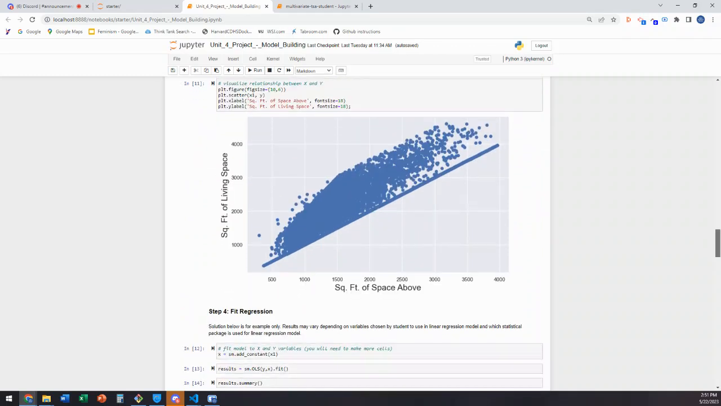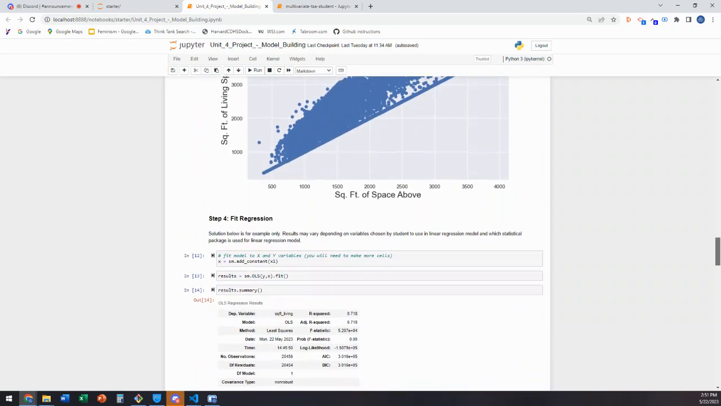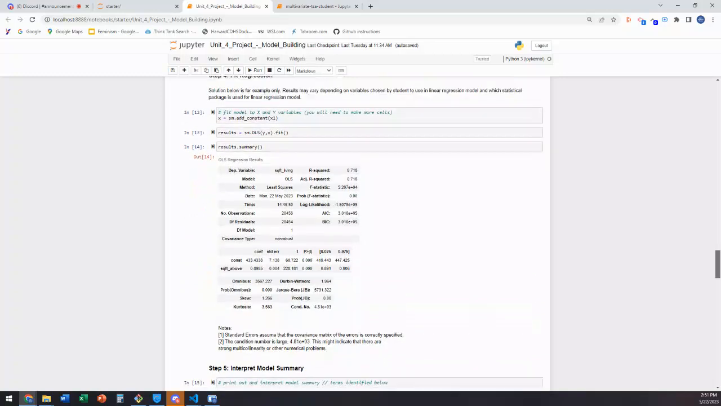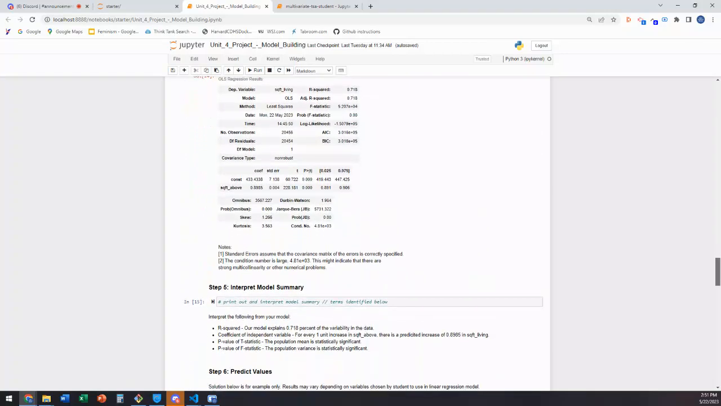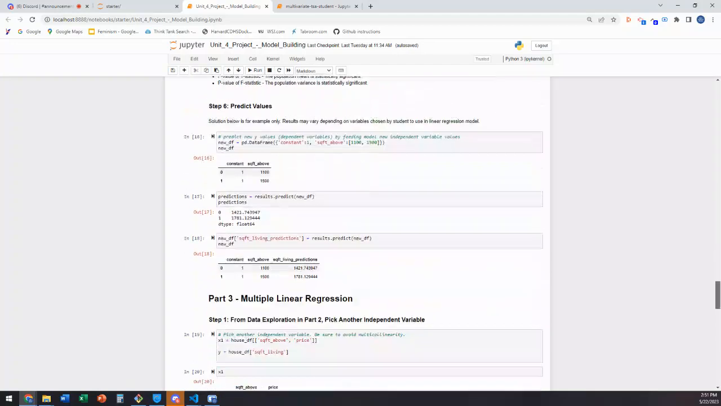We plot each one of them on a scatter plot. Then we perform a regression and we see our results right here. And our R squared is pretty good. Our model can explain over 70% of the variability in our data. And we interpret these results right here and use it to predict new values.